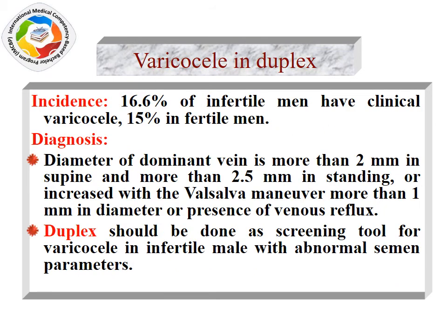The duplex is very important, as we know, in these cases of infertility. It is used as a criterion of diagnosis of varicocele in the testis if the dominant veins are more than 2 mm in supine and increase on standing or Valsalva maneuver by more than 1 mm. It is diagnosed in standing or Valsalva if it becomes about 3 mm or more. It is also considered a screening test in all cases with abnormal findings.